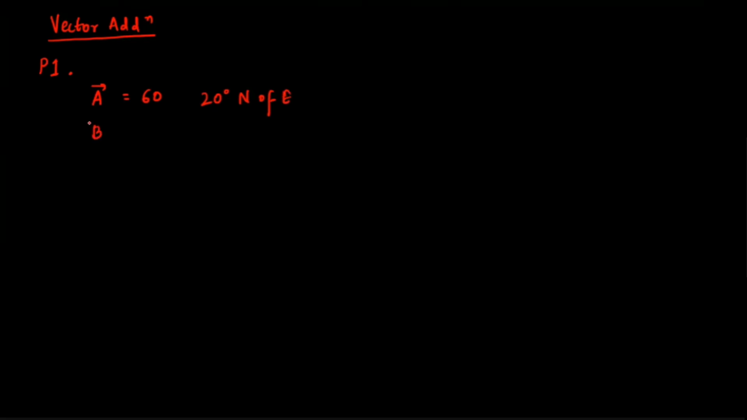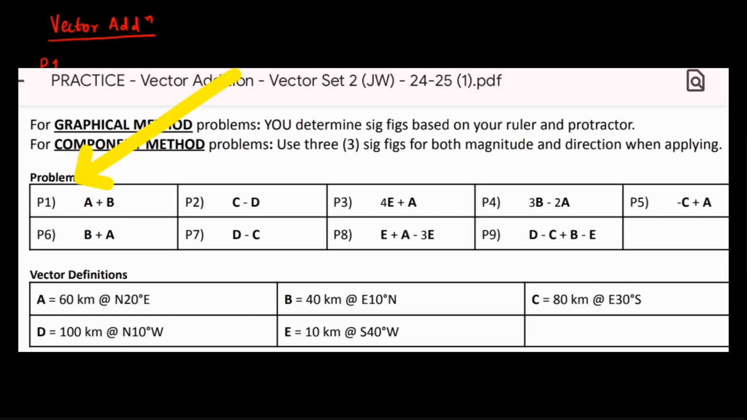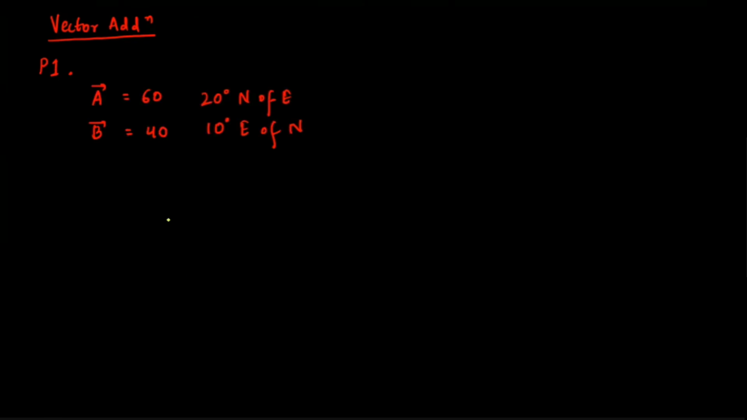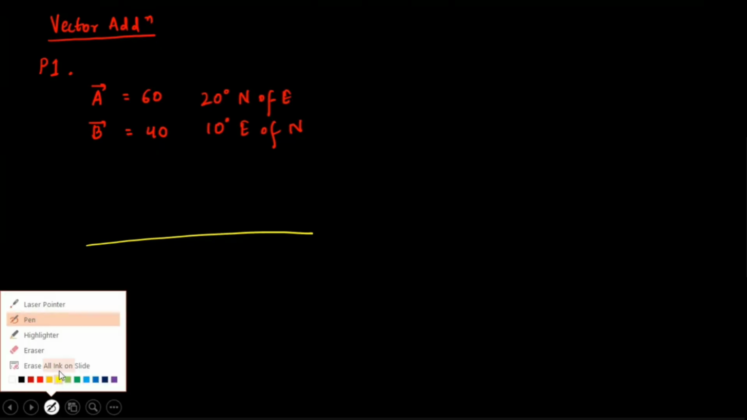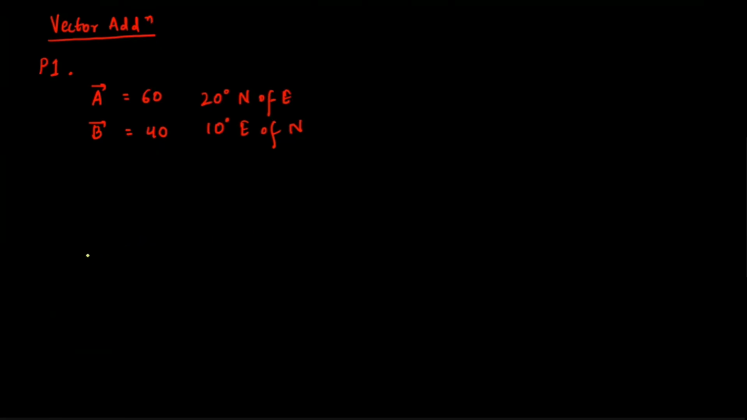Similarly, we have another vector B, which is supposed to be 40, and the angle is 10 degrees east of north. So basically, first of all, we have to understand in which direction these vectors actually lie. In order to do so, we need to represent them graphically first, and only then can we write it.